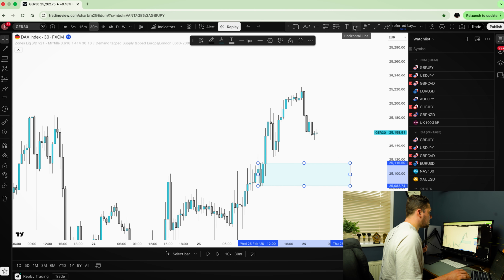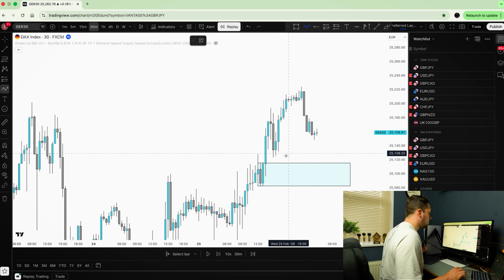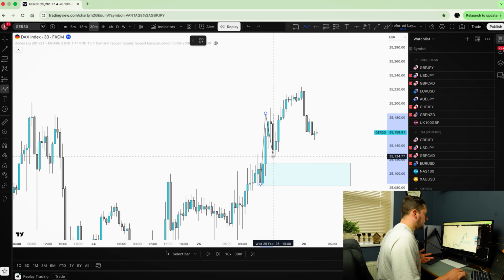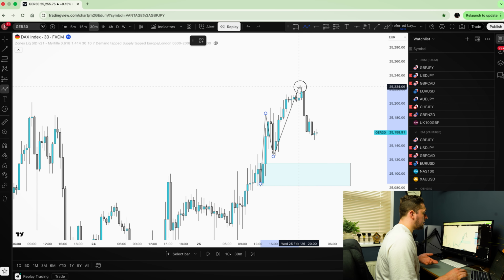If I get my Pathfinder tool out, where's it gone? There it is. We get our short sharp move up. We then have our liquidity, which is 2 candles. It came close to the zone, but it didn't tap it. We then get a break of structure, and now we're looking for price to come back to the zone.